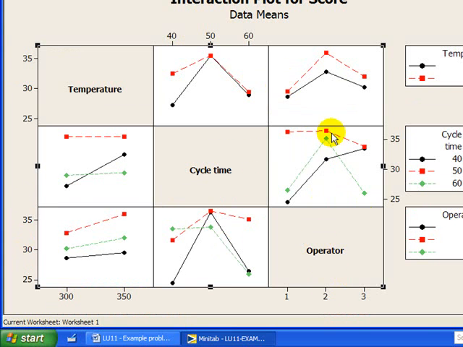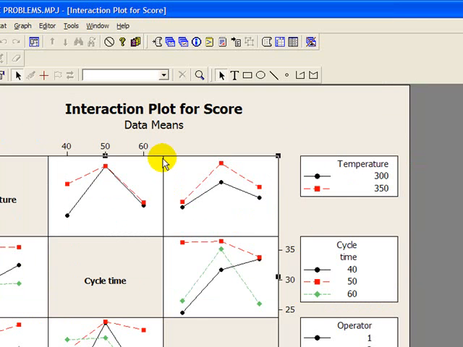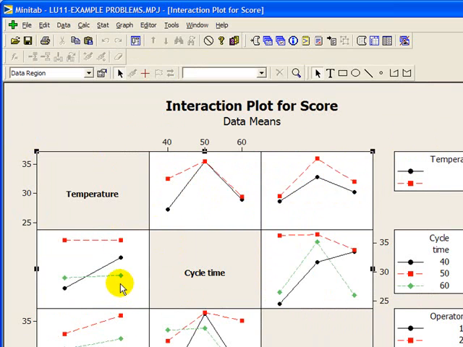The next graph is, we have again score on y-axis, and on x-axis what do we have? If you look at this bottom here, 1, 2, 3, so we have operator on the x-axis and score on y-axis, and if you look on the right side, you see the color, the temperature is indicated by the color.